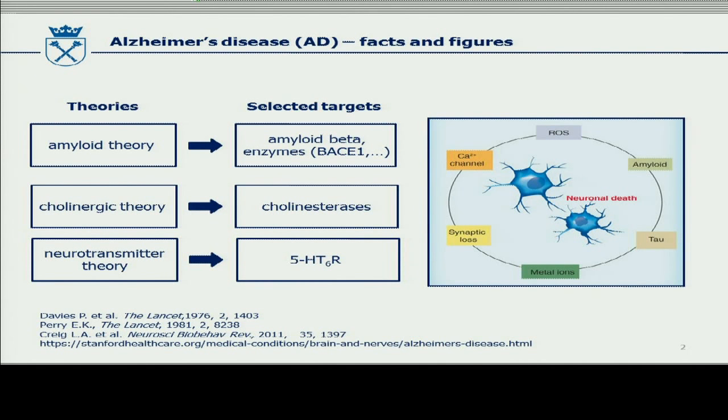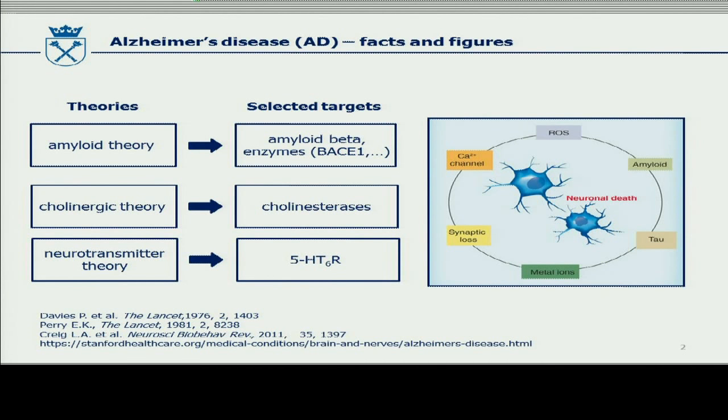According to amyloid theory, the main cause of the disease is amyloid beta, which forms senile plaques. And this theory suggests some possible targets which could be used to decrease the levels of amyloid beta, and these include enzymes such as beta secretase.